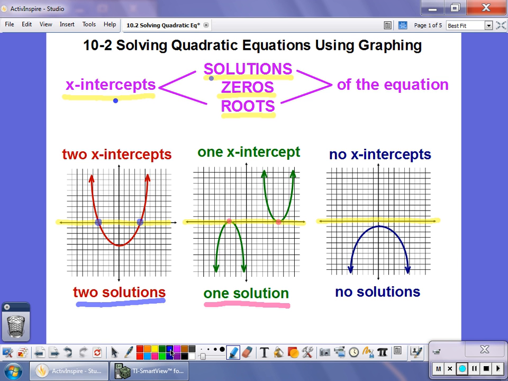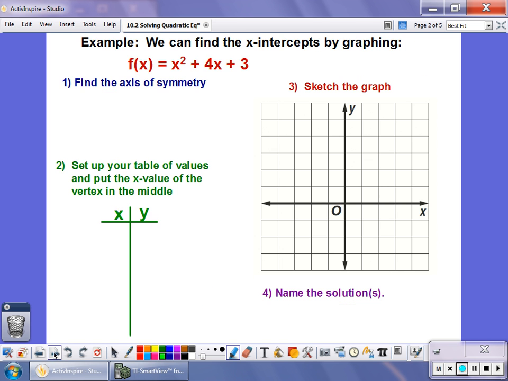And finally, if we look at our last parabola over here, we can see that this parabola never ever touches the x-axis. Since there are no x-intercepts, the parabola never touches the x-axis. Since there are no x-intercepts, that means there are no solutions. And we can use this information to help us figure out how many solutions we have.